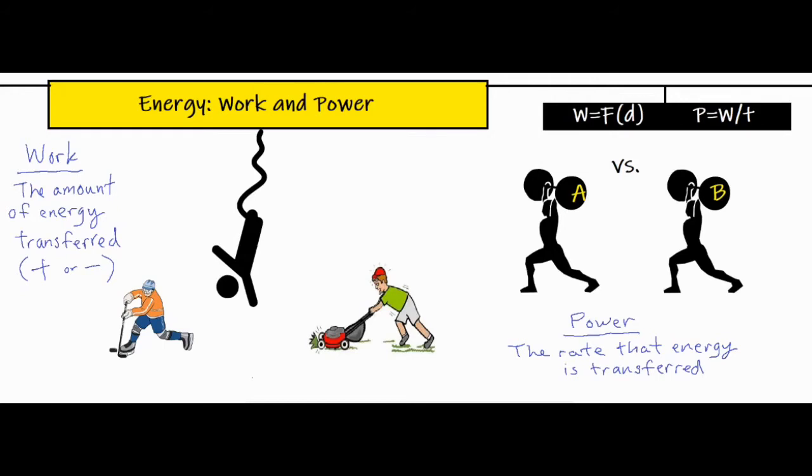As you can see, these definitions are, simply put, work is the amount of energy transferred, which can be positive or negative depending on if the object or person is gaining or losing energy from something else, and power is the rate that energy is transferred. So it's basically measuring how quickly work is done.